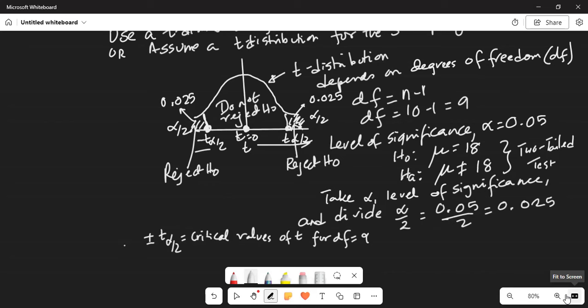So we know the area of each tail is 0.025, and the degrees of freedom is n minus 1, in this case 9. We need to find minus t alpha by 2 and positive t alpha by 2. T alpha by 2 are critical values. So how do I do it?